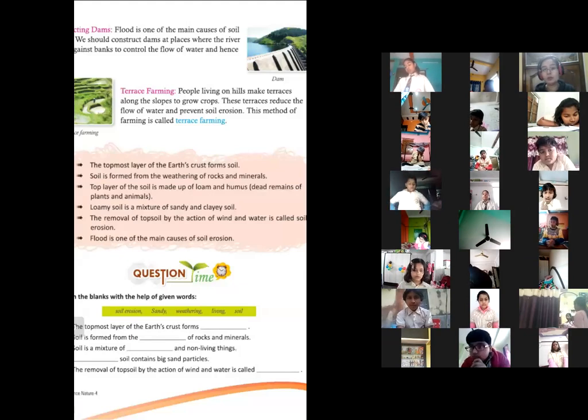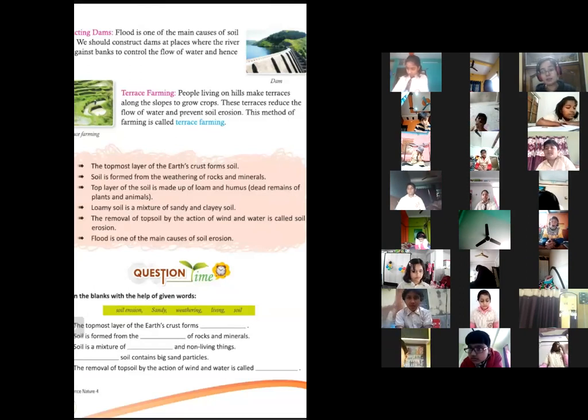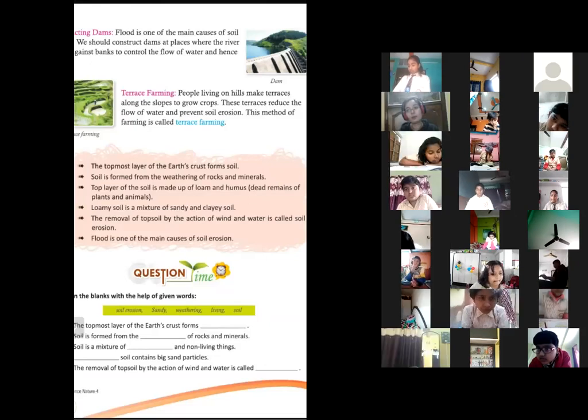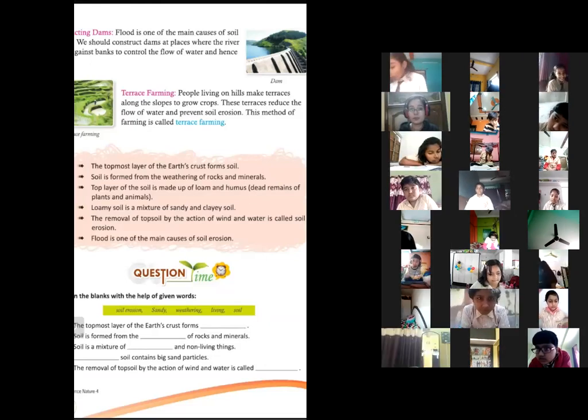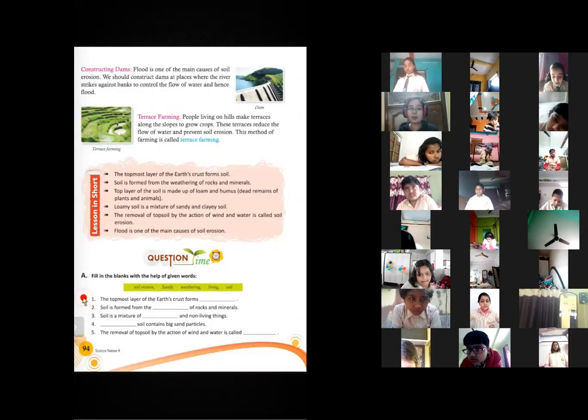How will we be able to grow more and more crops? Because if we cut the slopes, then we will be able to store the water that we will need to grow the crops there. And at the same time, it will reduce the speed of the water that is falling from the top of the mountain in the downward direction. This is how it will also prevent soil erosion. This type of farming is known as terrace farming.